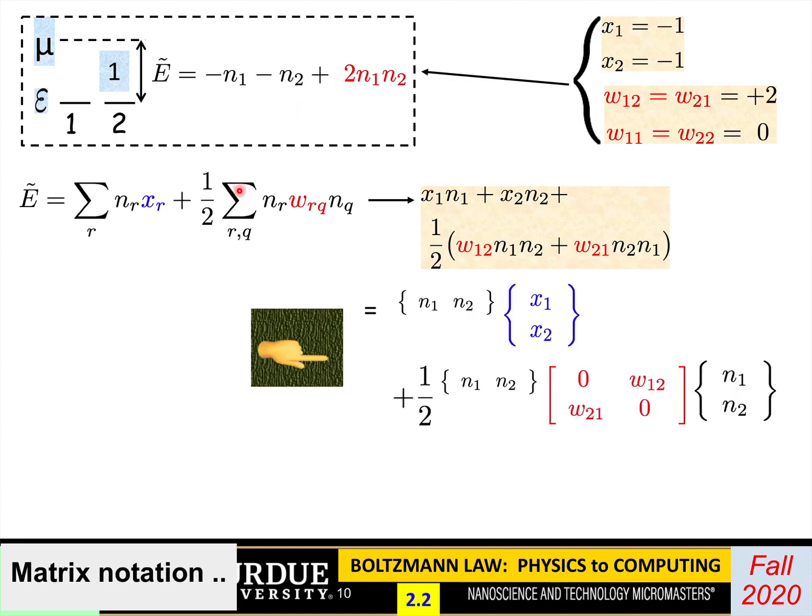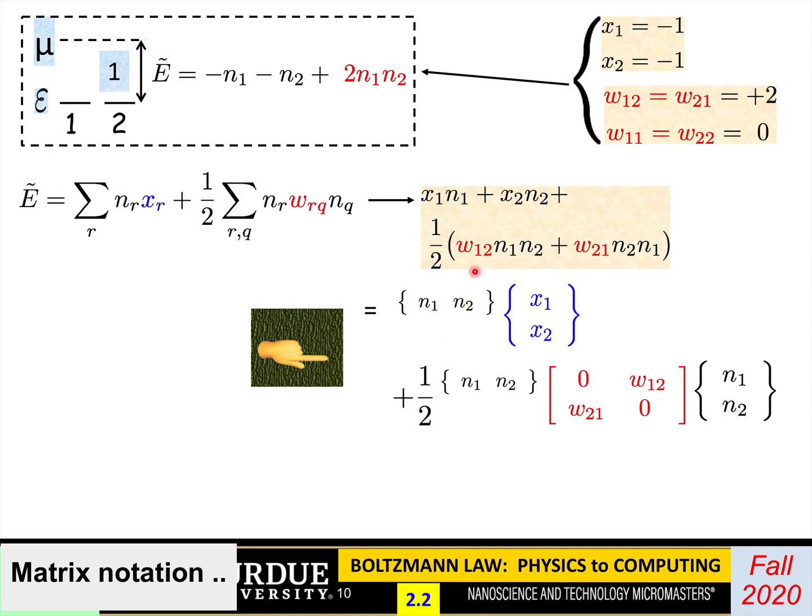So this expression here is a general, compact way of writing these energy expressions. Now what we'll do is describe something that's even more compact, which uses matrix notation. So the idea is, if you have this n1 x1 plus n2 x2, you could write it in the form of a row vector n1 n2 times a column vector x1 x2. Because the rules of matrix multiplication tell you that when you multiply this out, you'll get n1 x1 plus n2 x2.